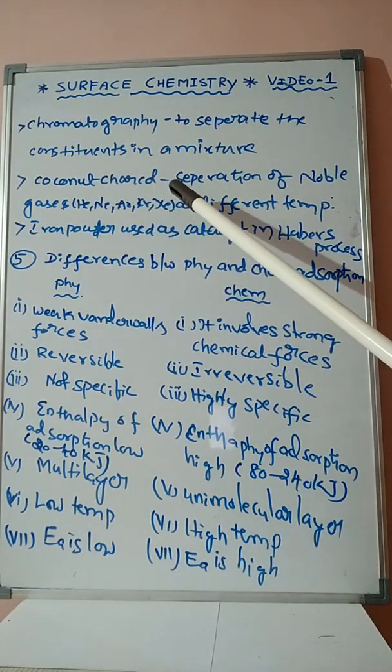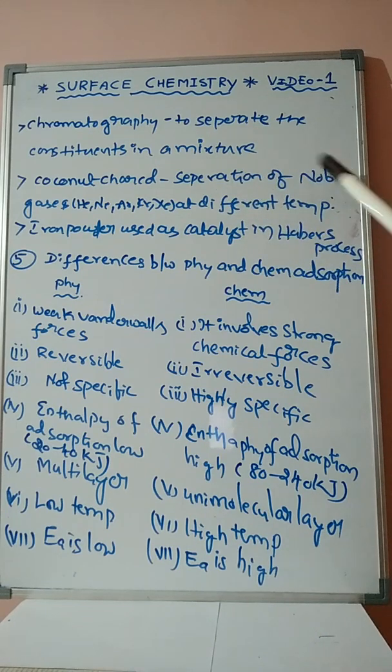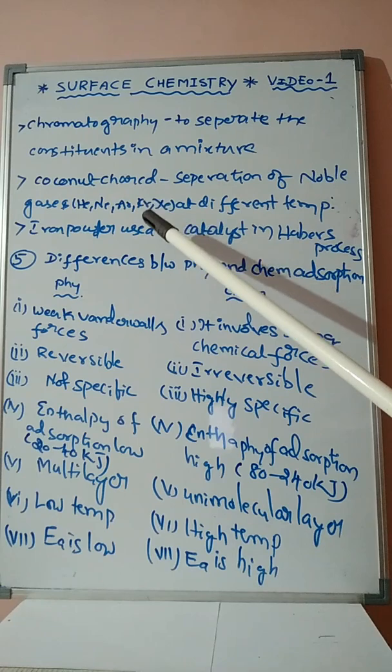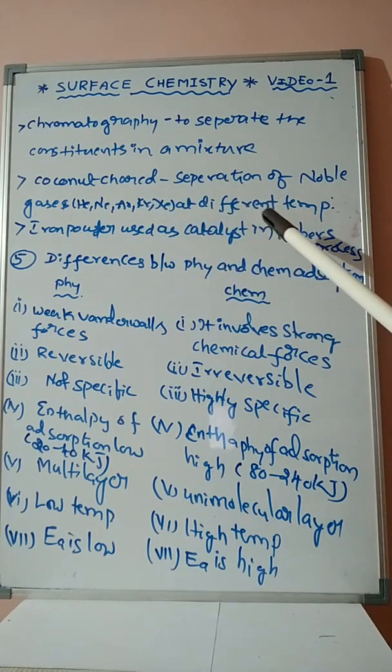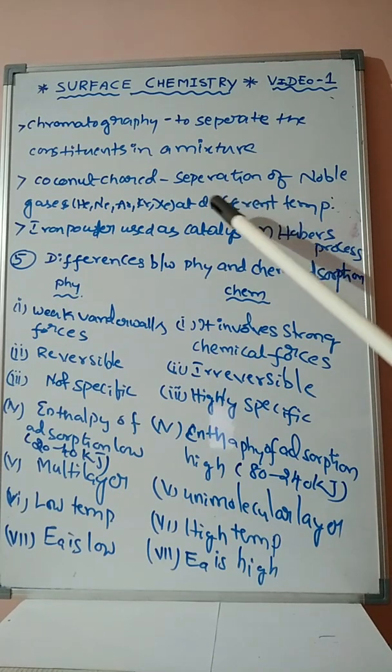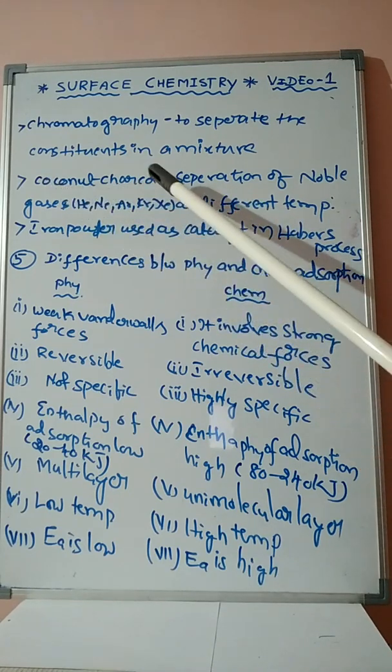Coconut charcoal can be used in the separation of noble gases like helium, neon, argon, krypton, xenon at different temperatures. The mixture of noble gases can be separated by using coconut charcoal.